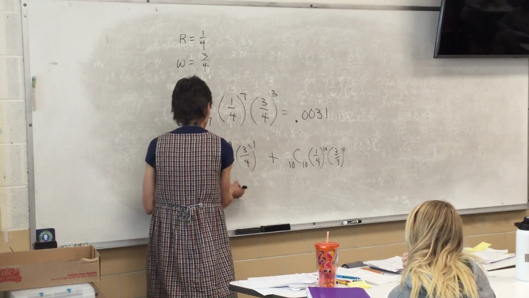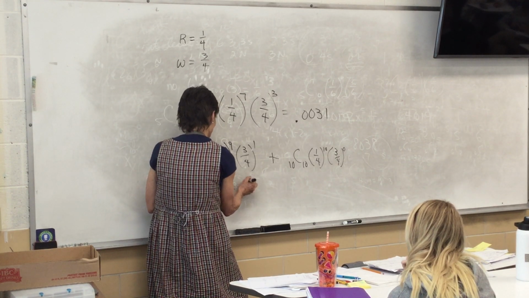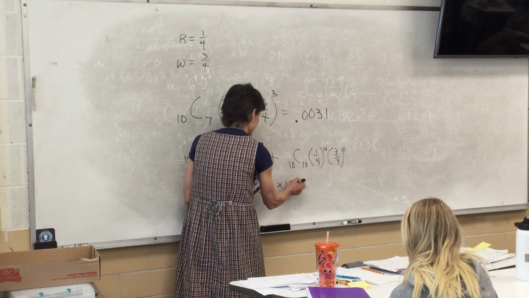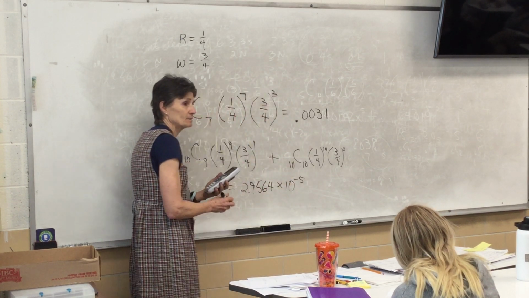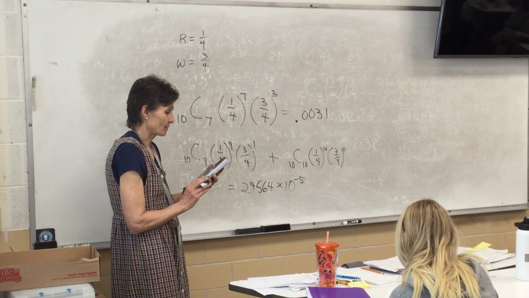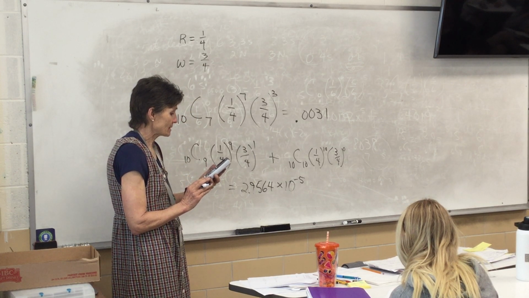This is incredibly small. I got 2.9564 times 10 to the -5th. Anybody else get that? I think I typed it in right.